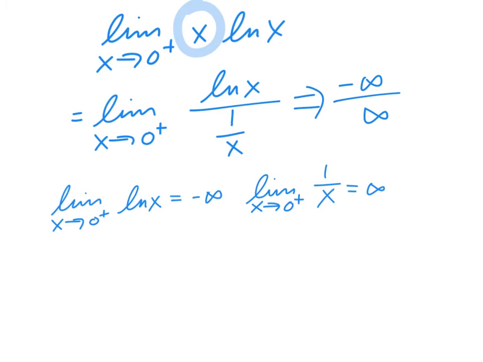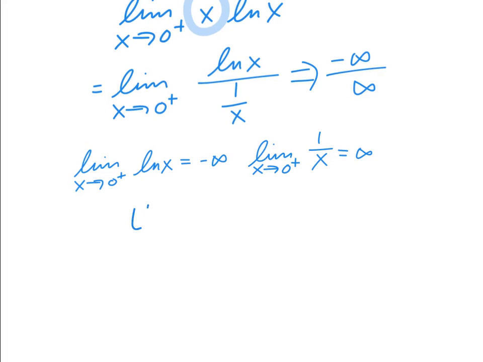Does that make sense? So when we get to another indeterminate form and we cannot find the limit, you make it look like a L'Hopital's rule indeterminate form. Then use L'Hopital's rule. So now use L'Hopital's rule. The limit as x goes to 0 plus, the derivative of natural log x is 1 over x, and then the derivative of 1 over x is negative 1 over x squared.